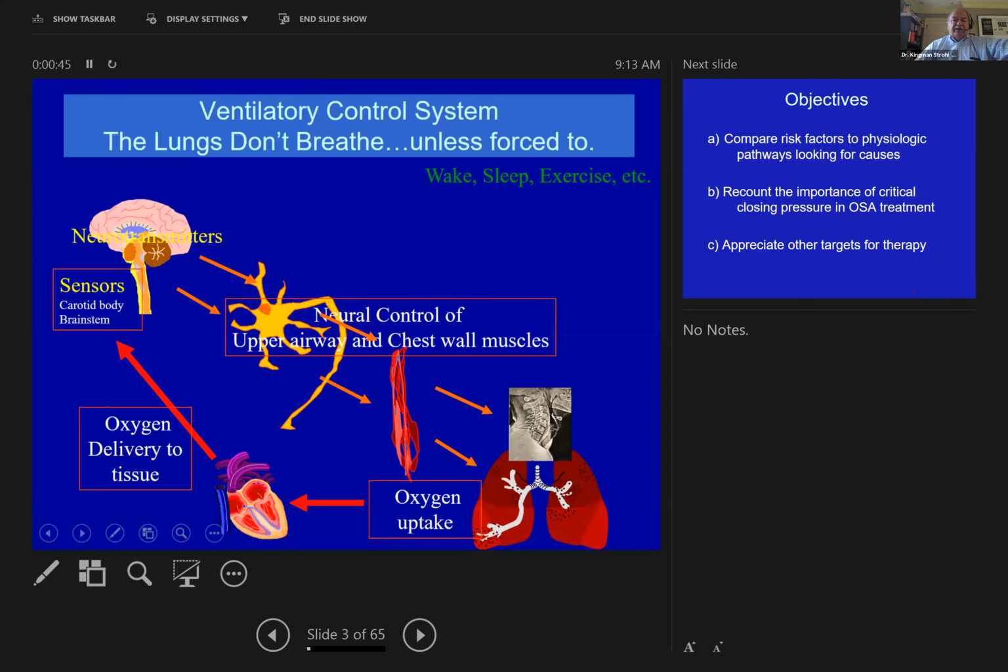And I sent you that ventilatory control system, to make the point that the lungs don't breathe unless they're forced to. Your brain has to activate your nerves that activate the muscles in the upper airway to open the airway and get air into your lungs. Then you breathe with your diaphragm and your intercostal muscles, and oxygen uptake occurs. The cardiovascular system delivers it to the tissue as well as to the sensors in the carotid body and the brainstem that then adjust your breathing.